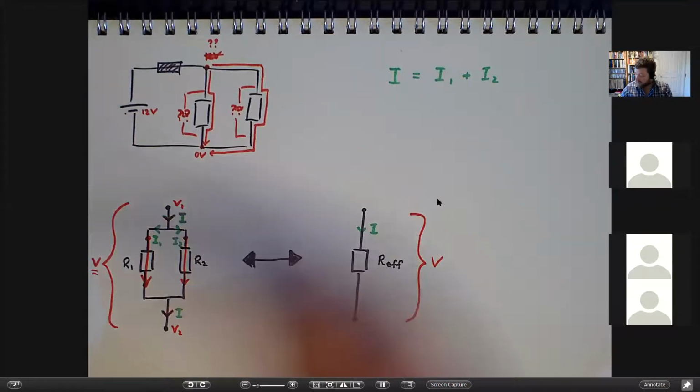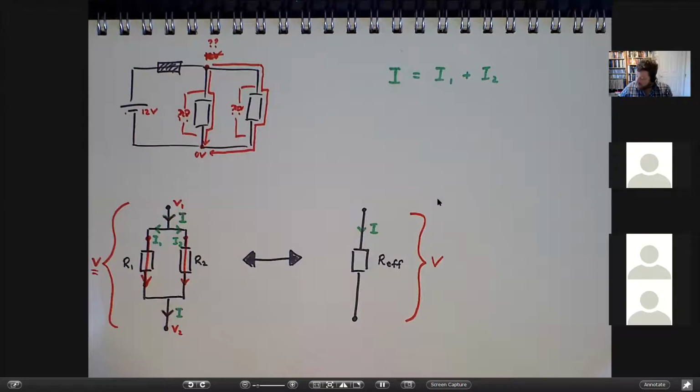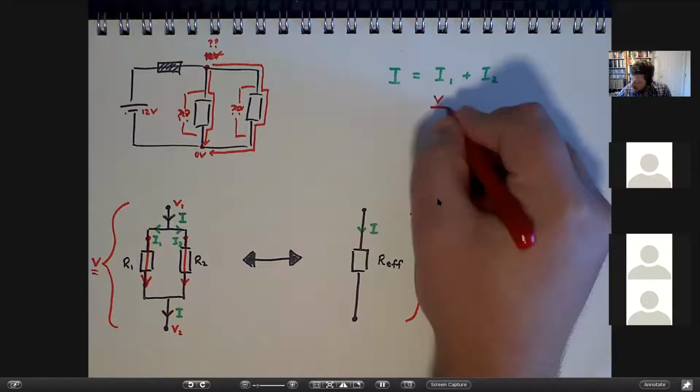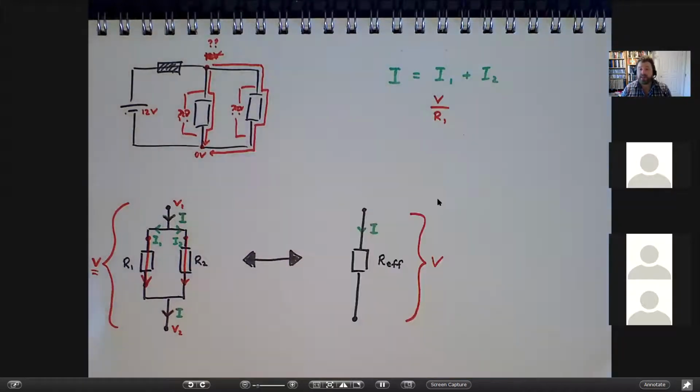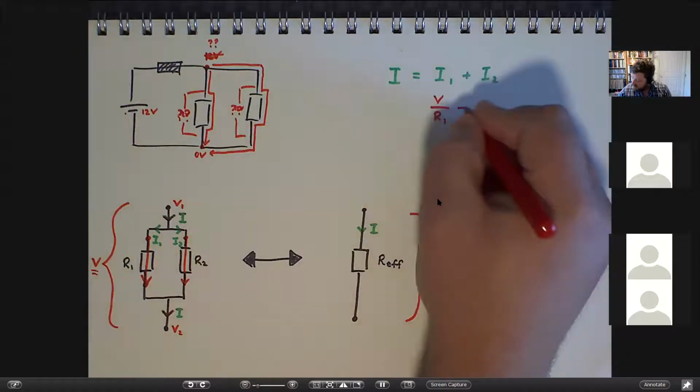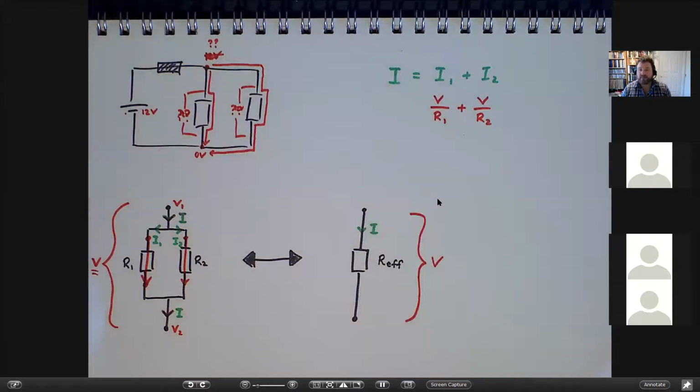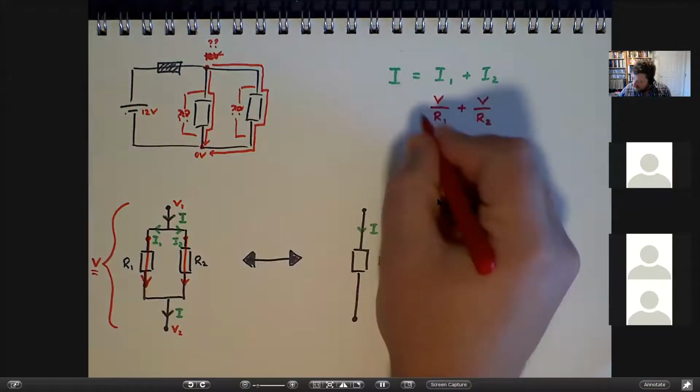So how do I write I1? Well, it's going to be V over R1. So that's just Ohm's law rearranged with V as my voltage and R1 as my resistance. This second one is just going to be V over R2. Okay, well that's just the same thing for that second one.